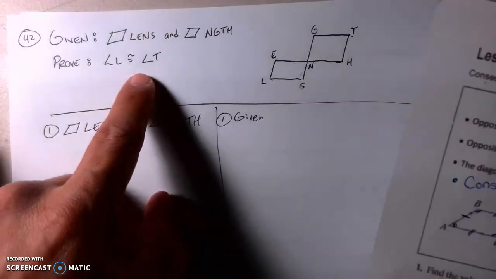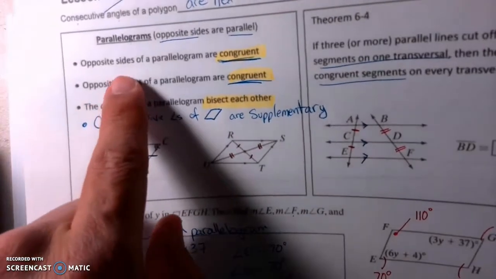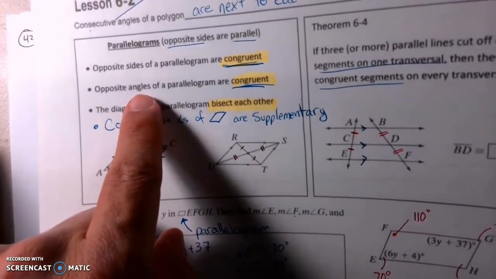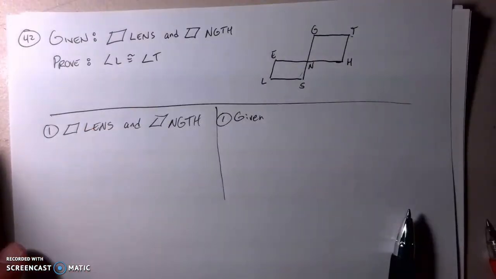Well, we're trying to prove why 2 angles are equal, so we're not going to be concerned about the sides. We're going to talk about the angles. And so what we're going to do here is step 2.